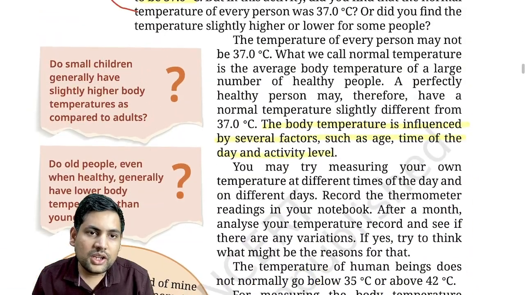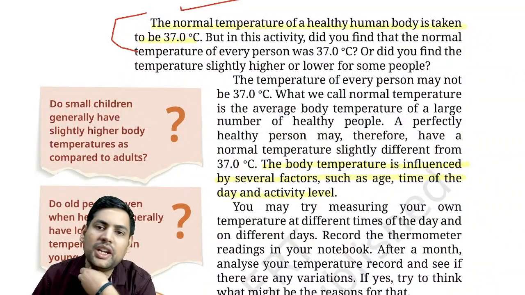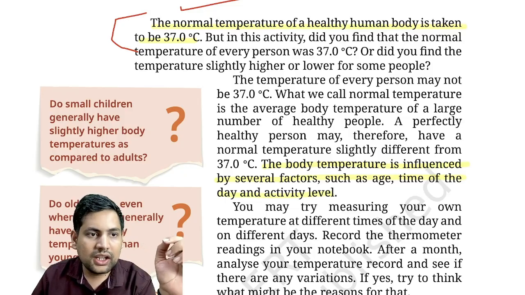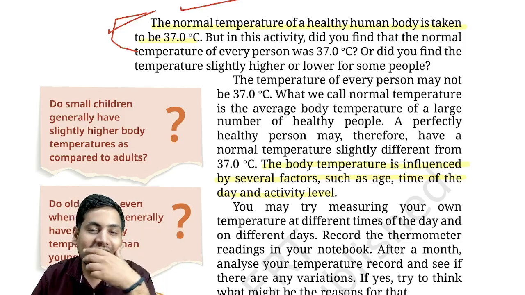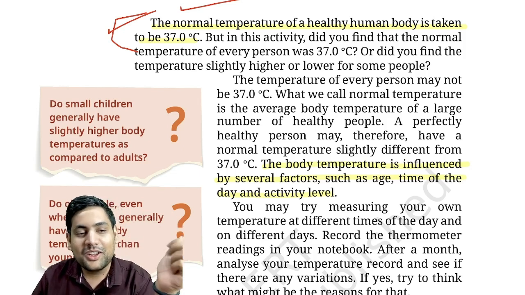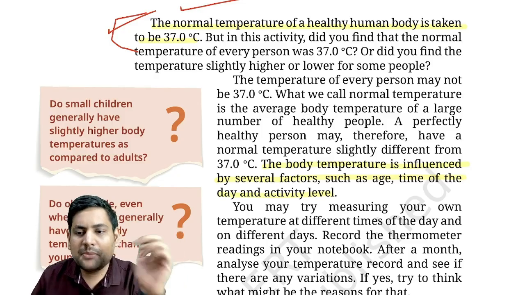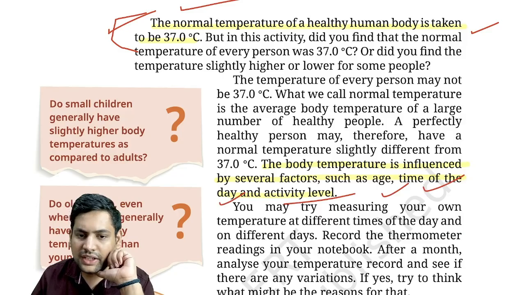So understand this. If there is an experiment given here, different students tried to test how much their body temperature is. All of them didn't have exactly 37 degrees Celsius, even though they were healthy. Some people are genuinely or in general cooler than other people, and some people are hotter than other people, correct? So both possibilities are there, but it does not vary much. So 1 or 2 degrees here and there can be the different normal temperature of different humans. So it depends upon several factors such as age, time of the day, activity level, all this. Fine.